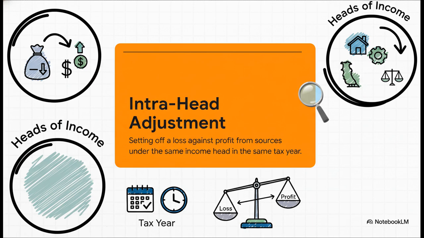It's pretty simple, really. In any given tax year, which, by the way, is the new name for previous year, you can take a loss from one place and use it to reduce a profit from another. The only condition is that they have to be in the same bucket, the same head of income. You're basically balancing things out within one category.